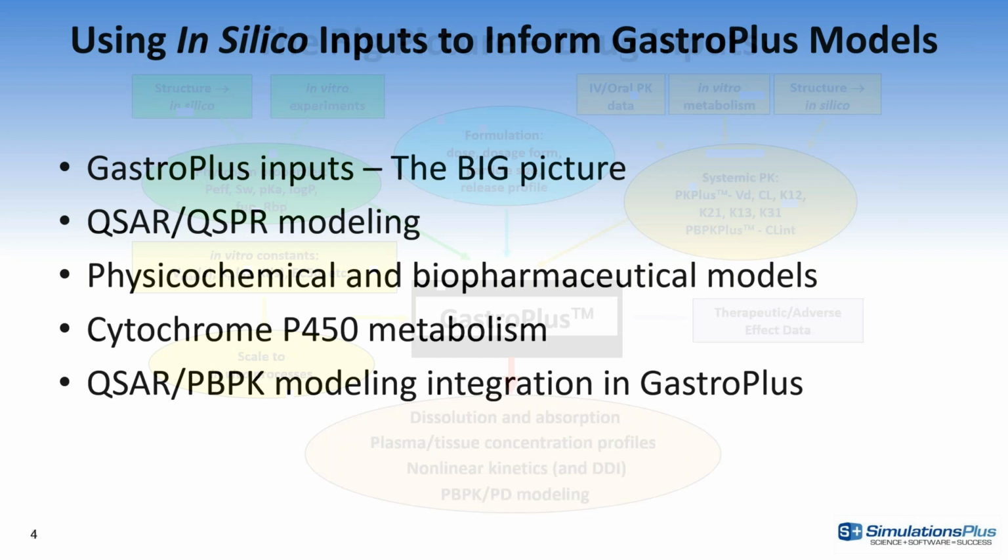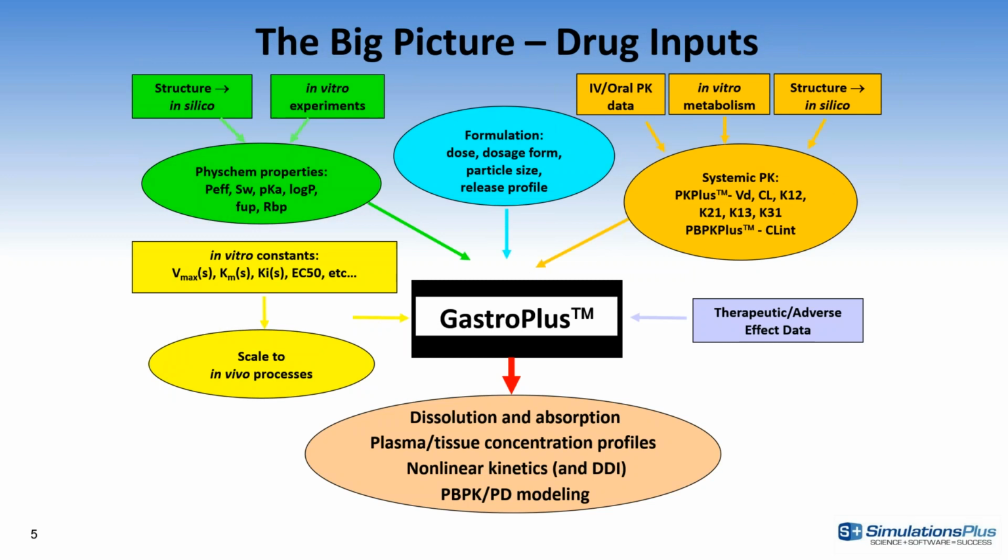So this is overall the big picture of GastroPlus. GastroPlus can look at dissolution and absorption, plasma concentration or plasma and tissue concentration profiles, nonlinear kinetics, and drug-drug interactions, along with PBPK and pharmacodynamic modeling. So what kind of inputs can go into GastroPlus? Well, if we start up here in the upper left-hand corner, we see in silico and in vitro experiments.